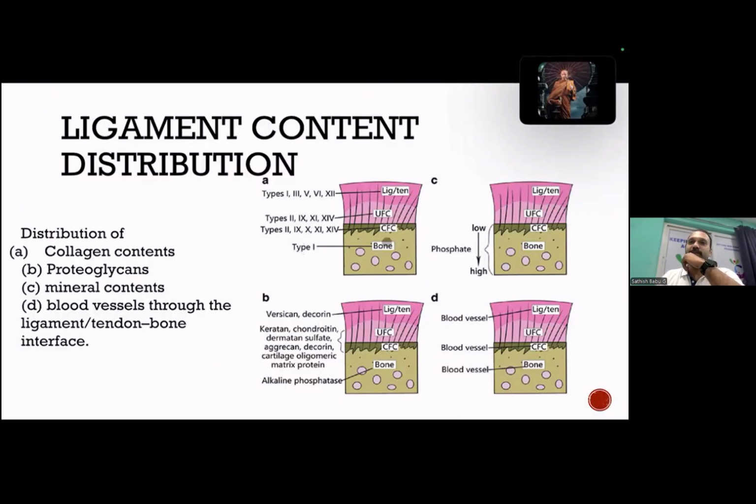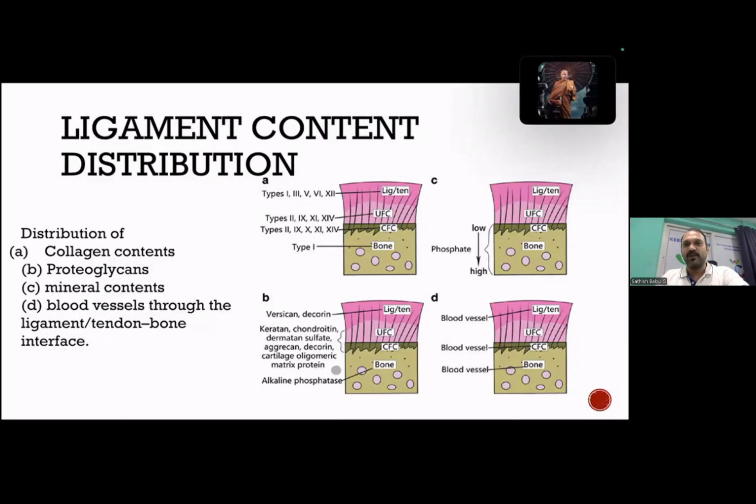In A, you can see the different types of collagen content present. Type 1 collagen is primarily present in bone and the tendon. But you can see around the cartilage area there is a different type of collagen, and here there's a different type of collagen. Second one is proteoglycans. So in B, you can see biglycan and decorin are the primary proteoglycans in the ligament and tendon, whereas keratan sulfate, chondroitin sulfate, dermatan sulfate, aggrecan, and decorin are all present in the cartilage junction.